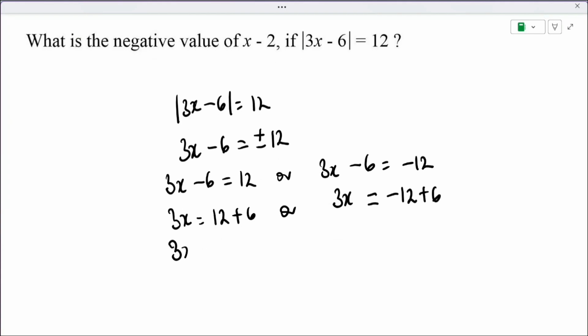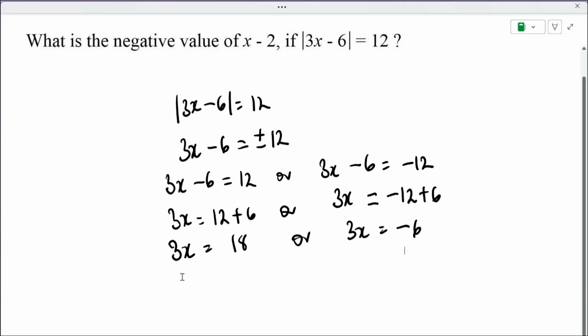Next, we have 3x equals 12 plus 6 is 18. Or 3x equals minus 12 plus 6. You are owing more than you have. So you just subtract and give it a negative since you still be owing. So your answer is negative 6.